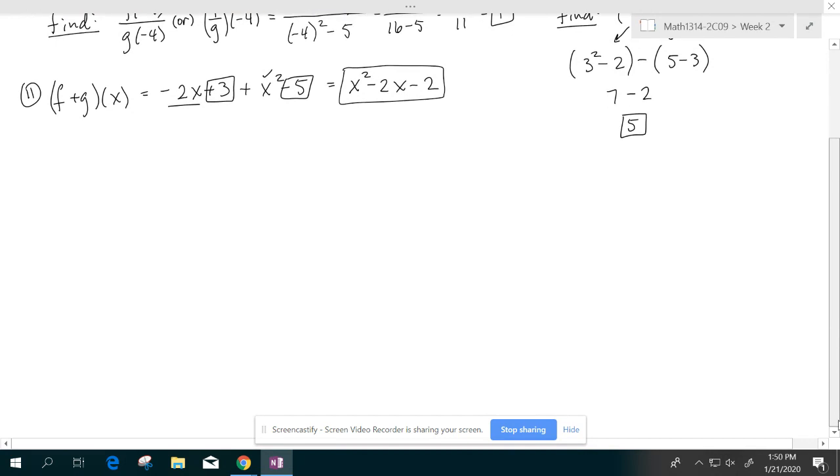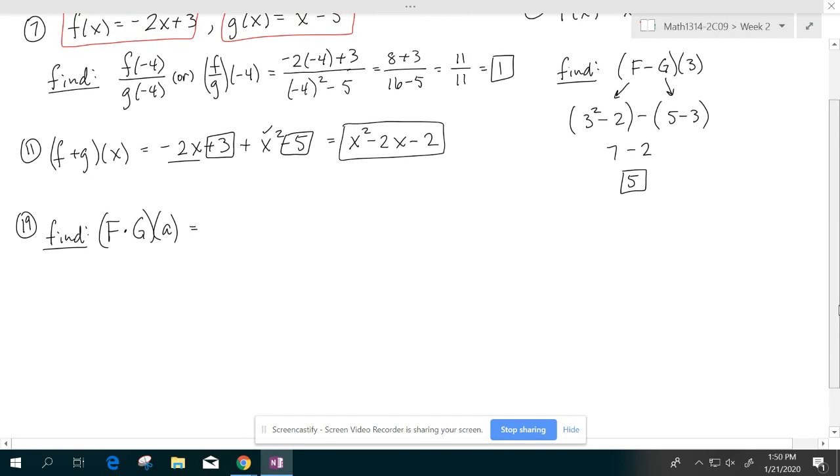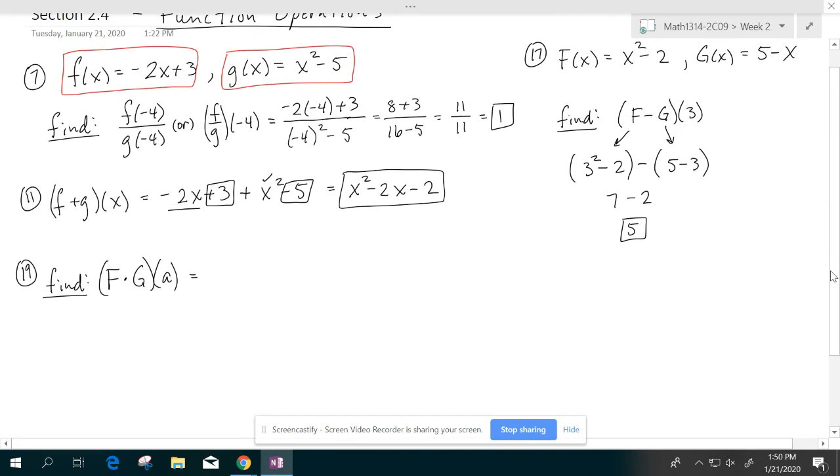All right, so now we'll crank it up a notch, okay? Number 19. Let's do... find... and let's find this. All snap. There we go.